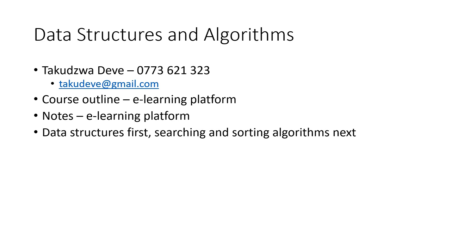So the way we're going to approach this course is, as you can see, the name is data structures and algorithms. So we're going to start with the data structure side, and then we'll move to the algorithm side. Now on the algorithm side, we are going to look at searching and sorting algorithms. We'll look at this briefly when we look at the course outline.